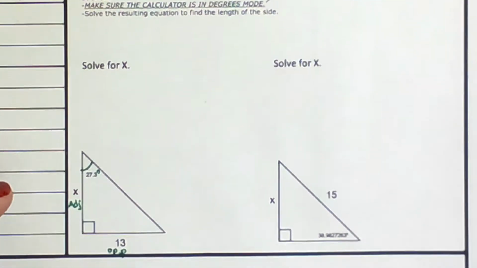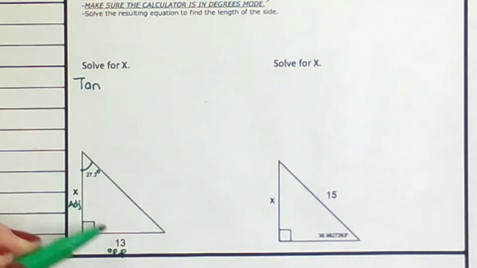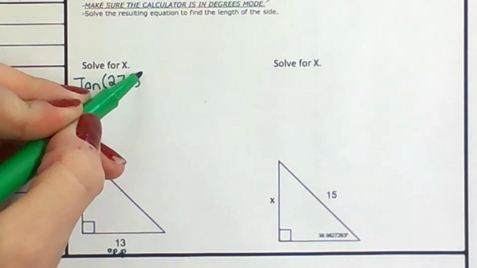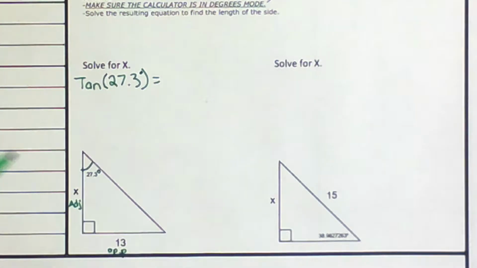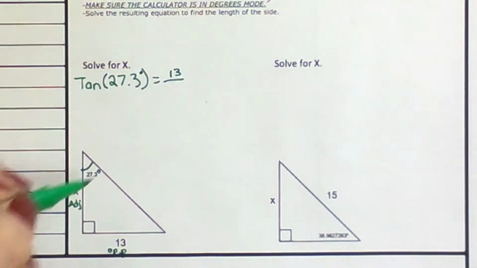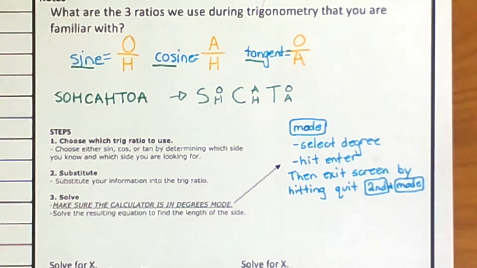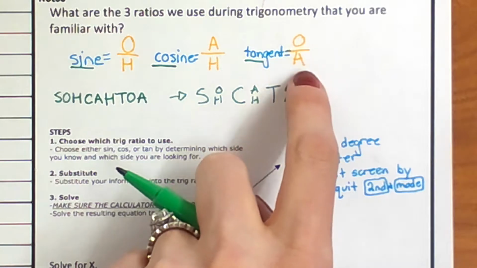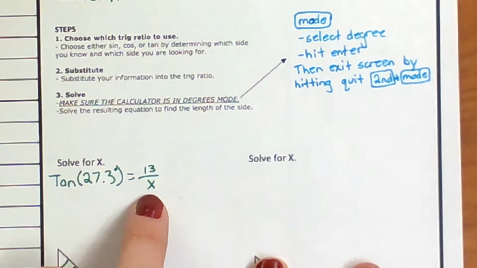So I'm going to write this down. I'm going to use the abbreviation TAN. I'm going to take the tangent value of 27.3 degrees. And on my other side, I need to put my opposite over adjacent. My opposite is 13, and my adjacent is x. So all I've done is put tangent with my degrees, and then put my opposite value and my adjacent value.